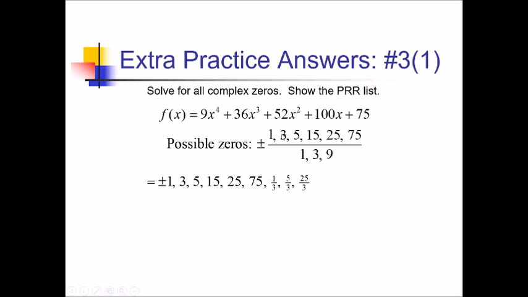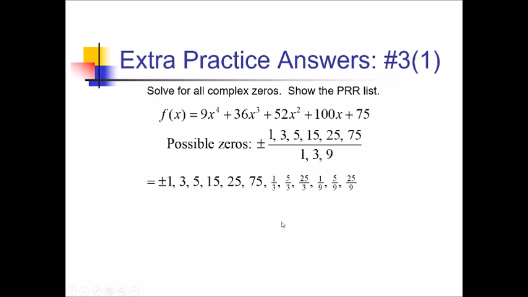Next, we divide all these things by 9. So we have 1 over 9. 3 over 9 is just 1/3, we already have it. 5/9 is new. 15 over 9 is 5/3, already got it. 25 over 9 is new. And then 75 over 9, we can reduce that by 3 to 25/3, which we already have.